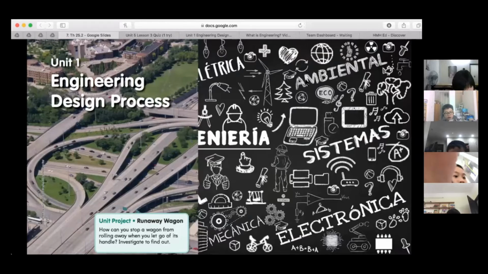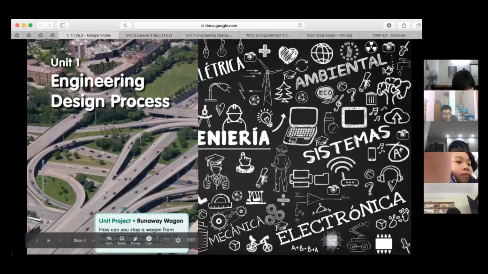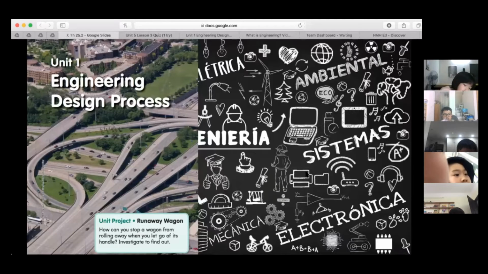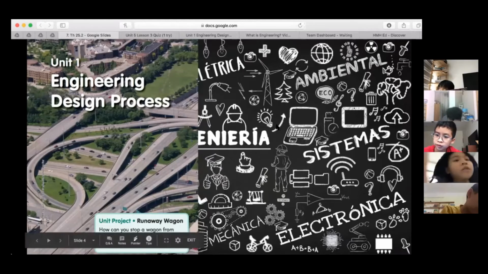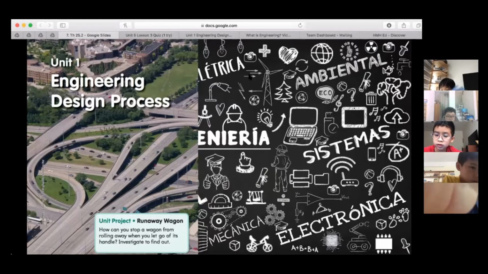Now, our new lesson, engineering design process. Taylor, what do you see in this picture? I see roads and cars. Nice, very good. How about, do you guys see any traffic lights? Do you see any stoplights? Everyone, do you see stoplights or traffic lights? Everyone. Lights.